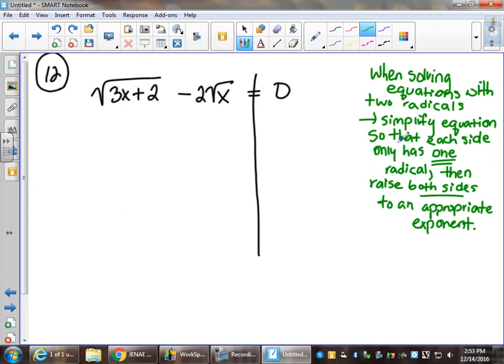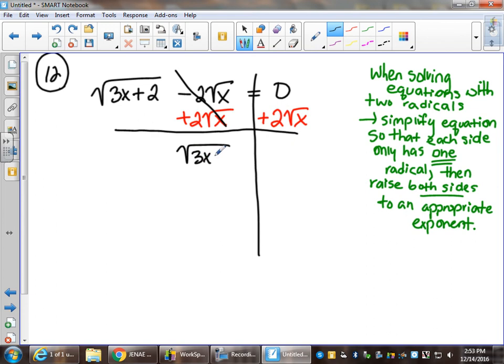So when solving equations with two radicals, we're going to simplify the equation so that each side only has one radical. Like right now, there's 2 on one side. Once that happens, we can then raise both sides to an appropriate exponent. So let's see how this is going to work. I'm going to move this radical to the other side because I only want 1 on each side. So this becomes square root of 3x plus 2 is left on the left side. And on the right side, I have this 2 times the square root of x.